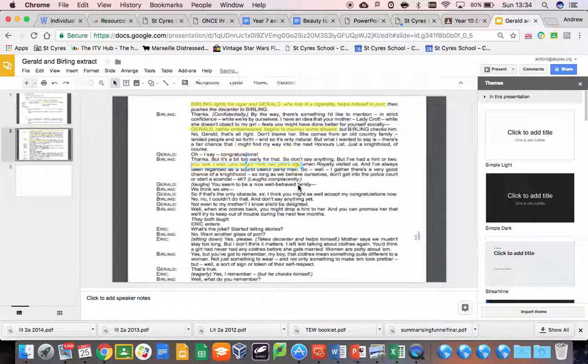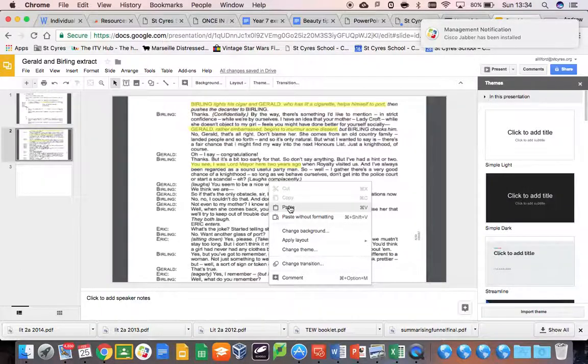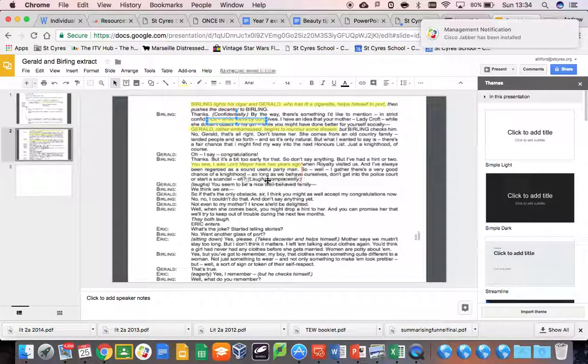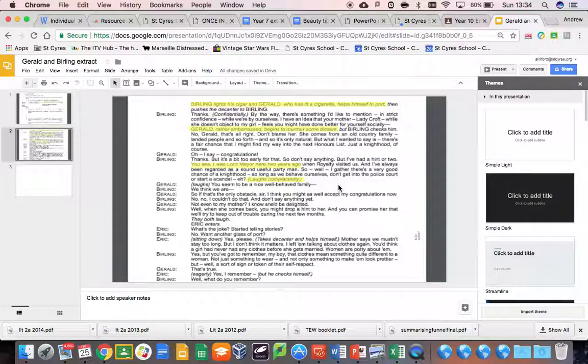"I was Lord Mayor here two years ago when royalty visited us." He's quite proud of his situation. And we've got this other stage direction, laughs complacently. If you're complacent, it means you take things for granted. You're not worried about anything. You're not anxious at all. So this is quite ironic here, because we know from the bit that we've read together in class that there is going to be a bit of a scandal, and Birling laughs complacently. He's being incredibly smug.